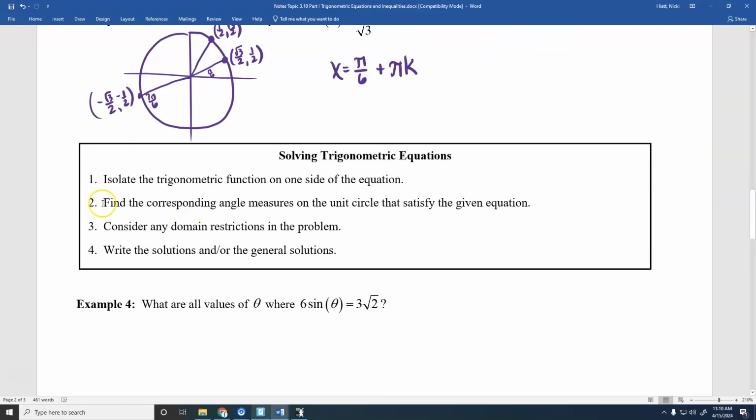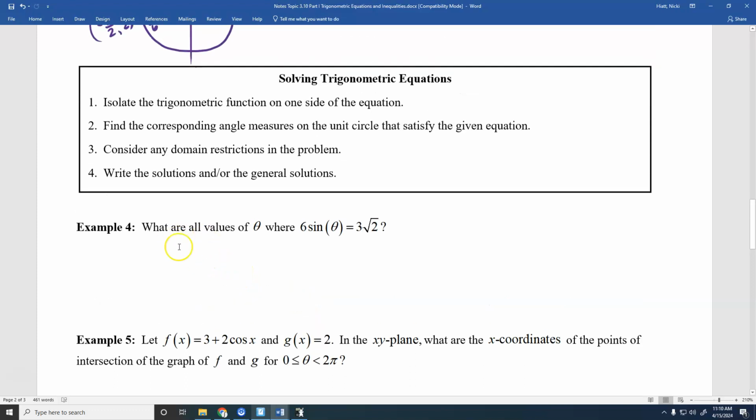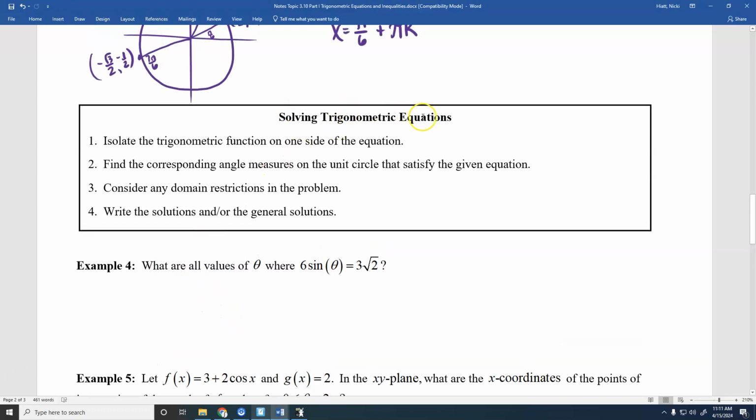Okay. We're going to do just a couple more simple ones right here. We'll see if we can get 4 and 5 done. So whenever you are solving trig equations, you want to isolate the trig function. So you got to get the trig function by itself on one side. Then you'll find the angle measures, consider domain restrictions, and write the solutions.